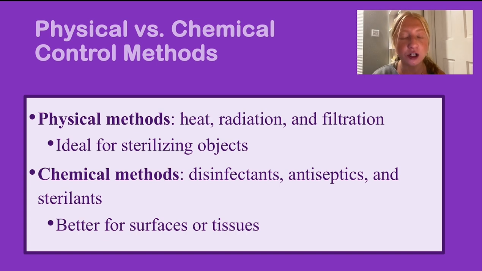And then there are also chemical methods. Chemical methods include disinfectants like bleach, alcohol, and phenolics, which are typically used on surfaces. But then there are antiseptics like hydrogen peroxide that are used on living tissue. And then there are also chemical sterilants, like ethylene oxide gas. They destroy endospores, and they're also very toxic, so they're carefully used.